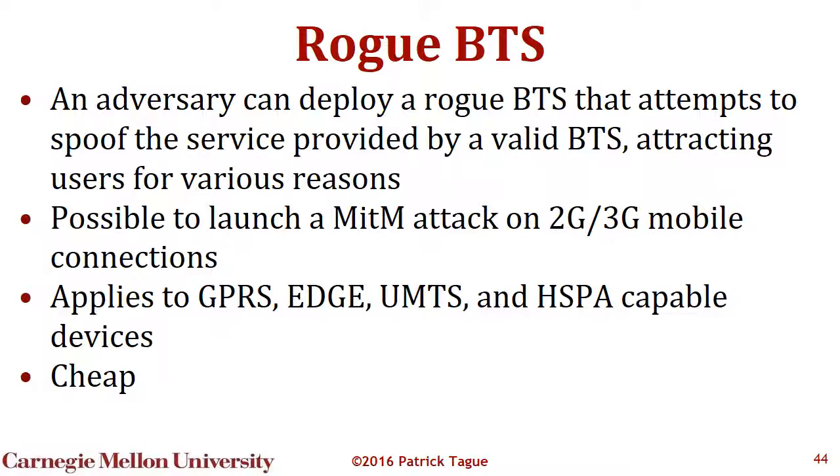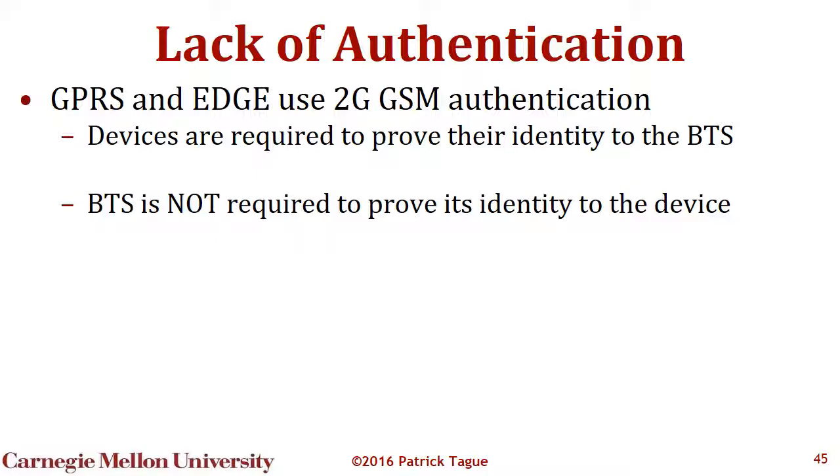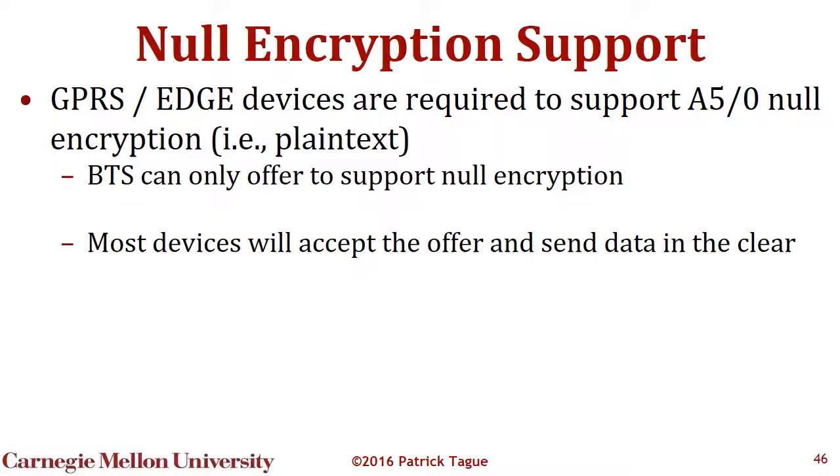Why can a rogue base station be established? The most important thing is lack of authentication. For example, GPRS and EDGE use 2G GSM authentication. Remember that in 2G authentication, devices are required to prove their identity to the base station, but the base station is not required to prove its identity to the device. That's why a rogue station is possible, because of the lack of encryption support.